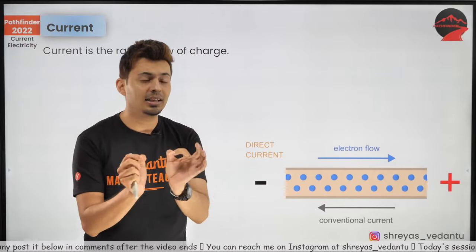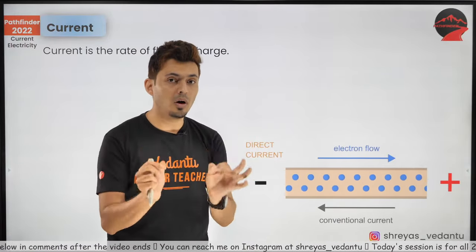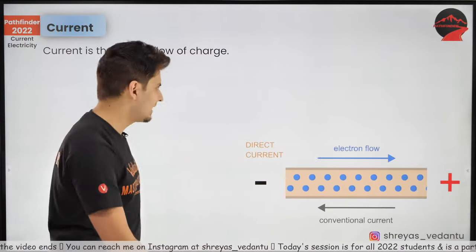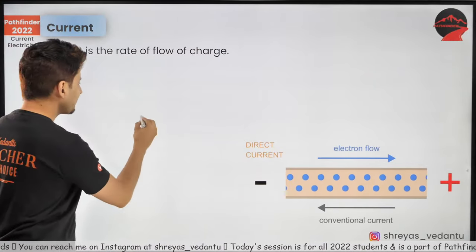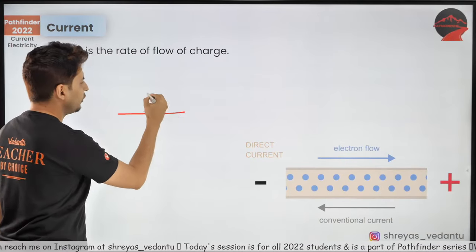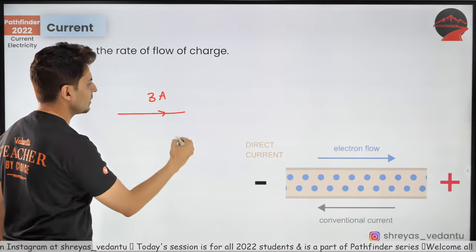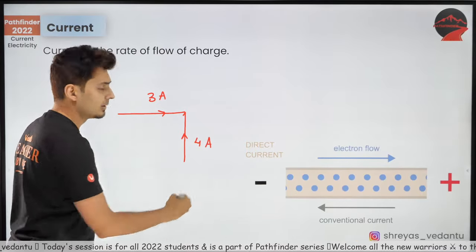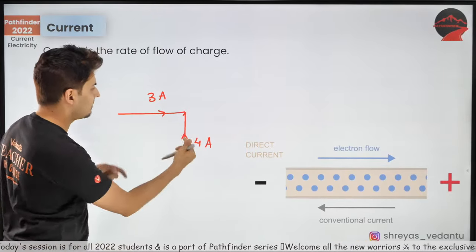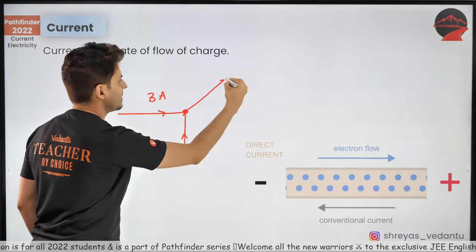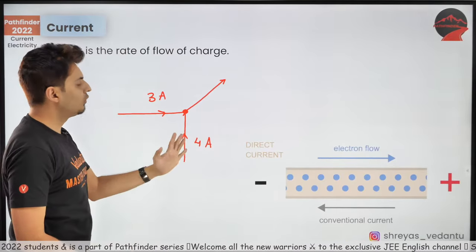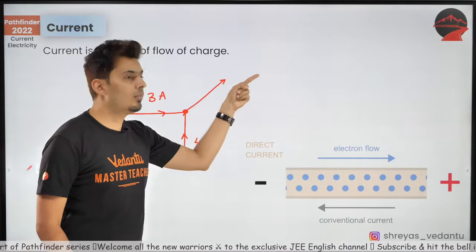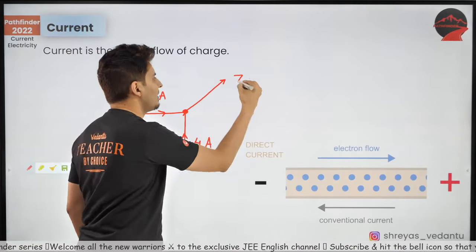The reason for that is because it does not follow laws of vector addition. I'll give you an example. Say for example, you have 3 amperes of current coming from here and 4 amperes of current coming from here. There is a wire which comes out from here. So 3 amperes and 4 amperes will give you how much? 3 plus 4, 7 amperes.